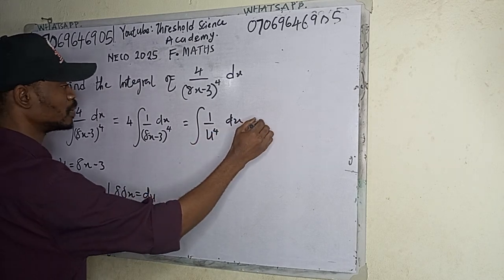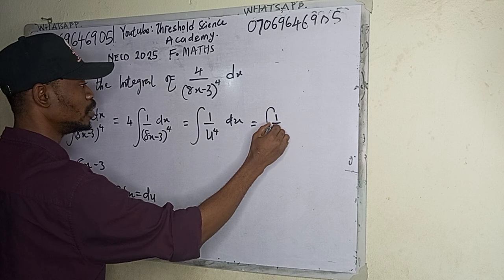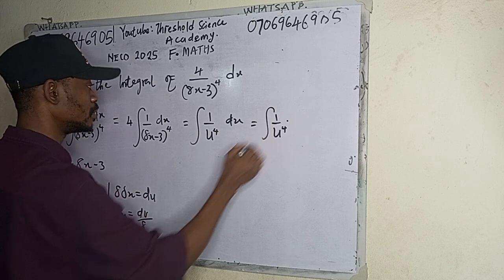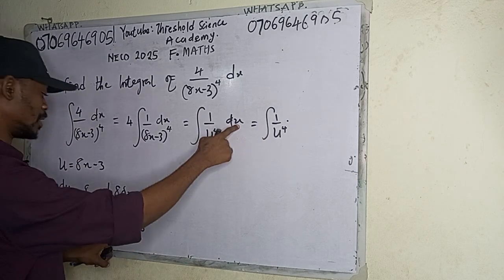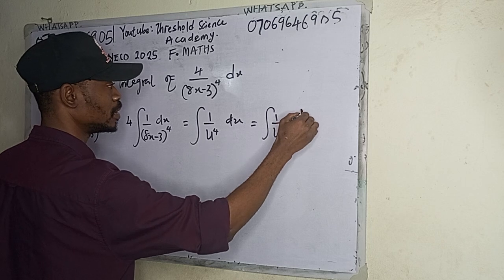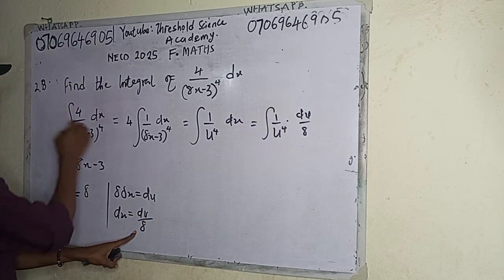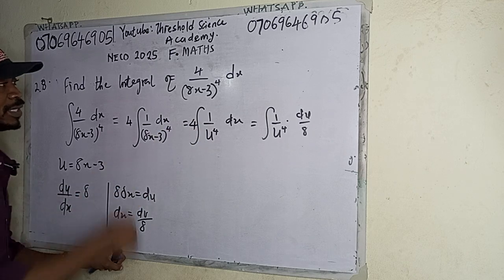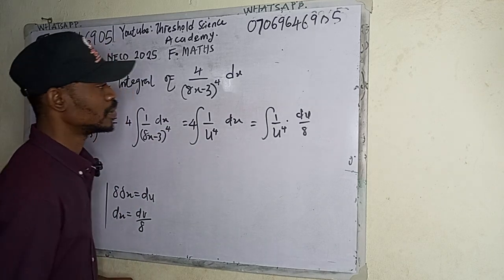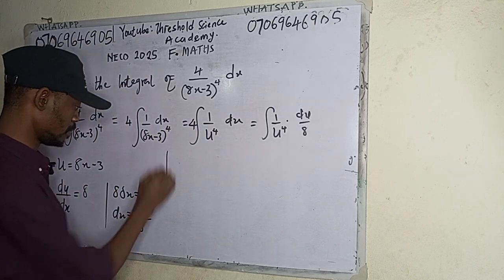So this expression becomes what? Integral of 1 all over u raised to the power 4. Instead of writing the dx, I'll put what? du all over 8. Remember, there is a 4 out here. Sorry, that 4 that we brought out at the time. So what do we have next?